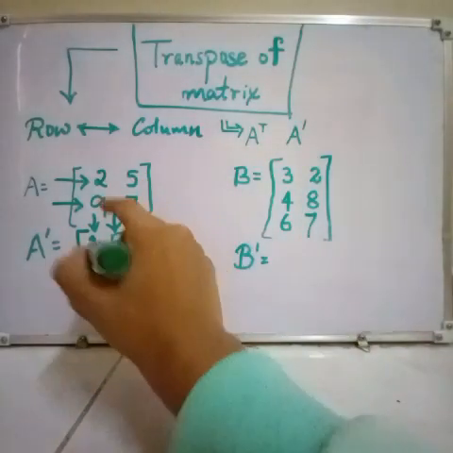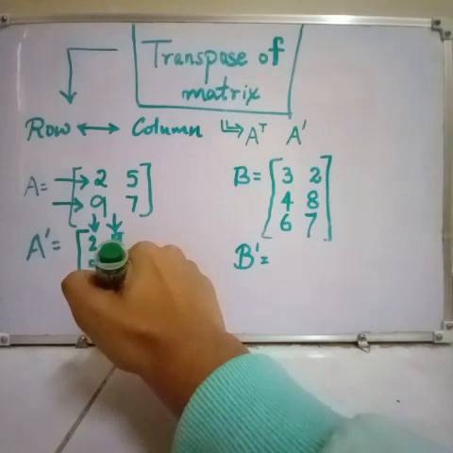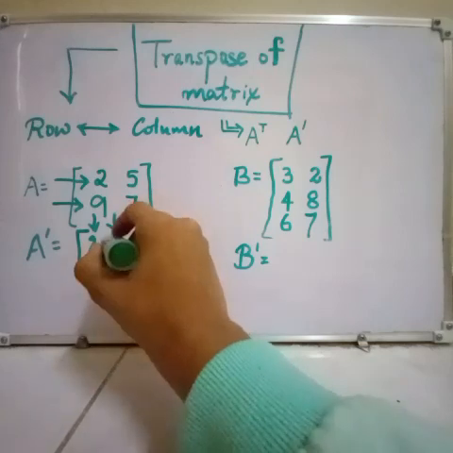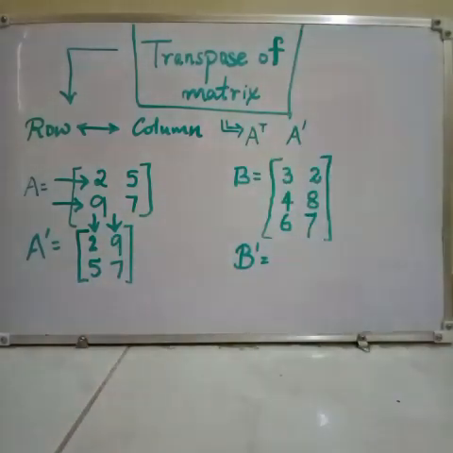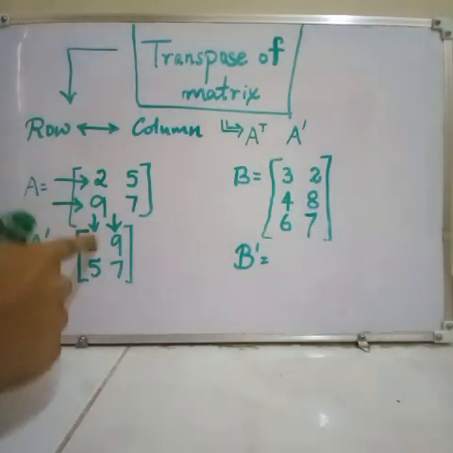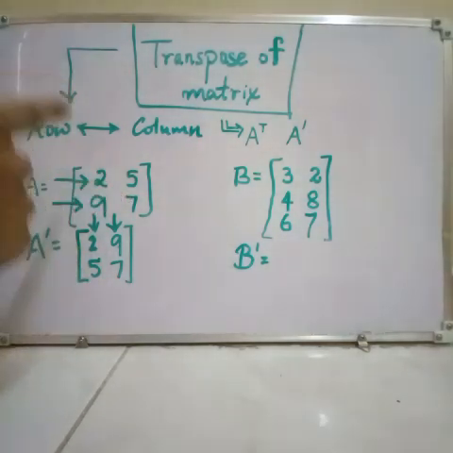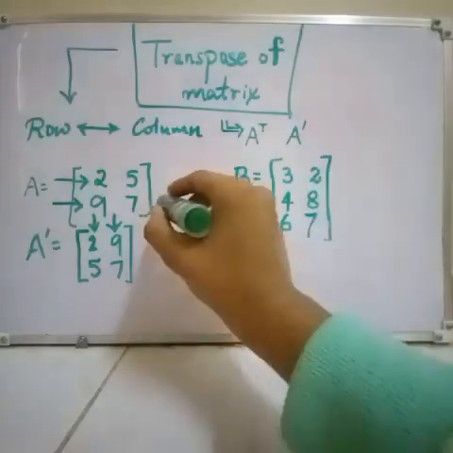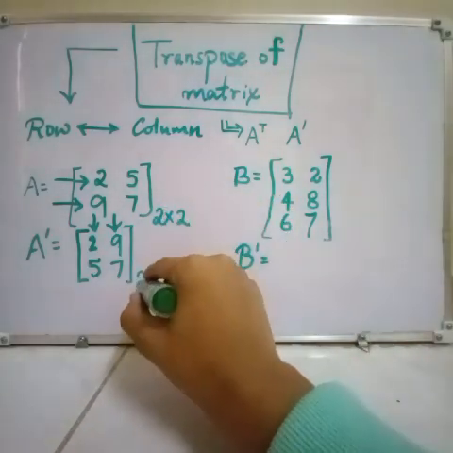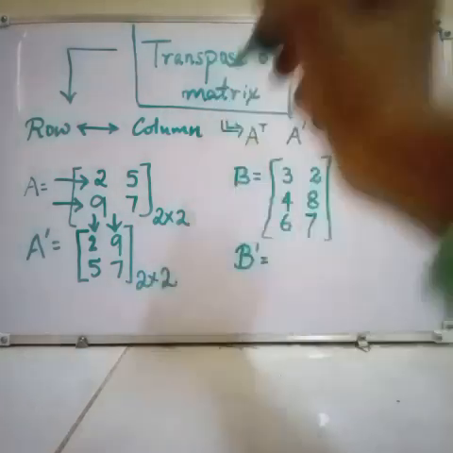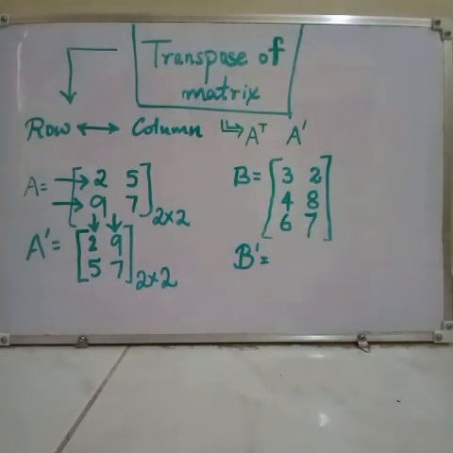It's 9 and 7. So this is the transpose of the matrix A here. So first row becomes the first column and second row becomes the second column. If you check, the order of the first matrix is 2 by 2 and the second matrix is also 2 by 2. Here there's no change in the order because it is a square matrix, but if it is a rectangular matrix, the order will change. So let's see how it changes now.